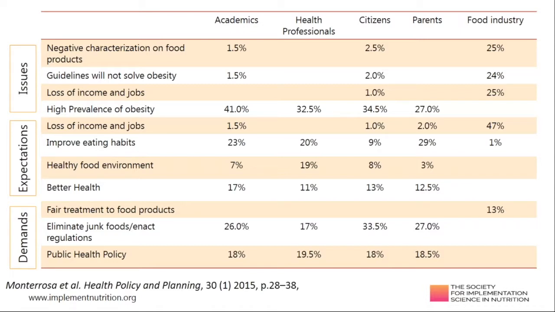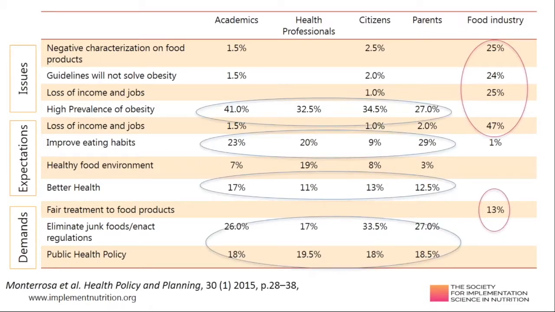Let's look first at the food industry perspective. For them, the guidelines would not solve Mexico's obesity problem. It would result in a loss of jobs due to a loss of income from the companies, and they demanded a fair treatment to their products. Compare this perspective to the perspective of the 4 other actors. The issue for these actors was that Mexico has an obesity problem. They expected the guidelines to improve children's eating habits, and they demanded that junk foods be removed from schools.